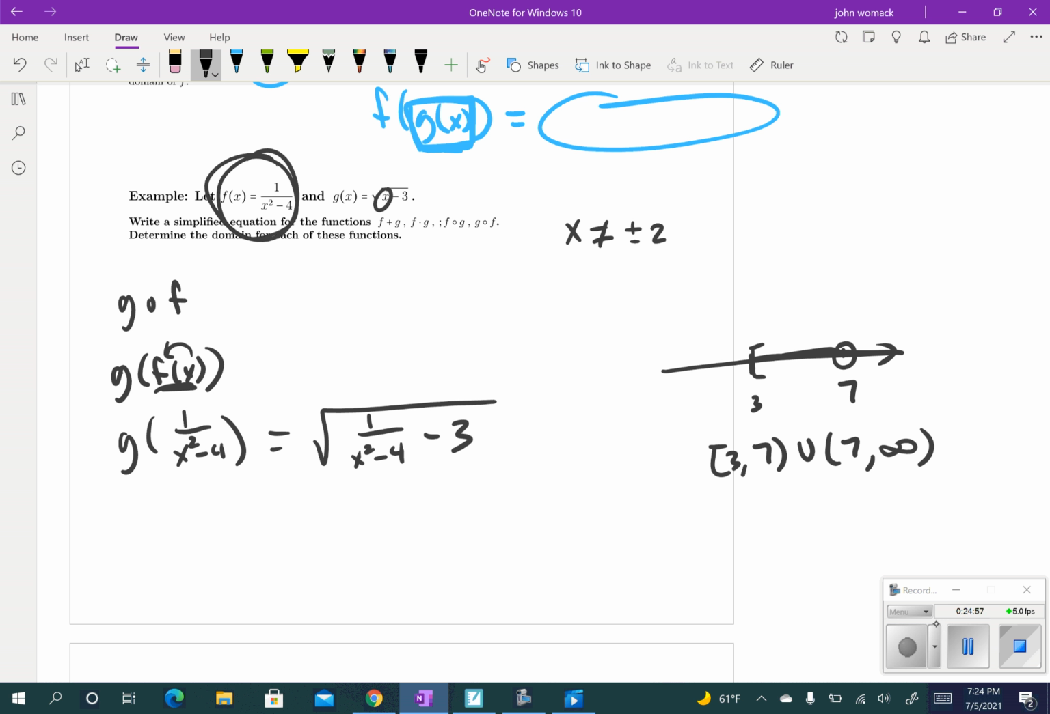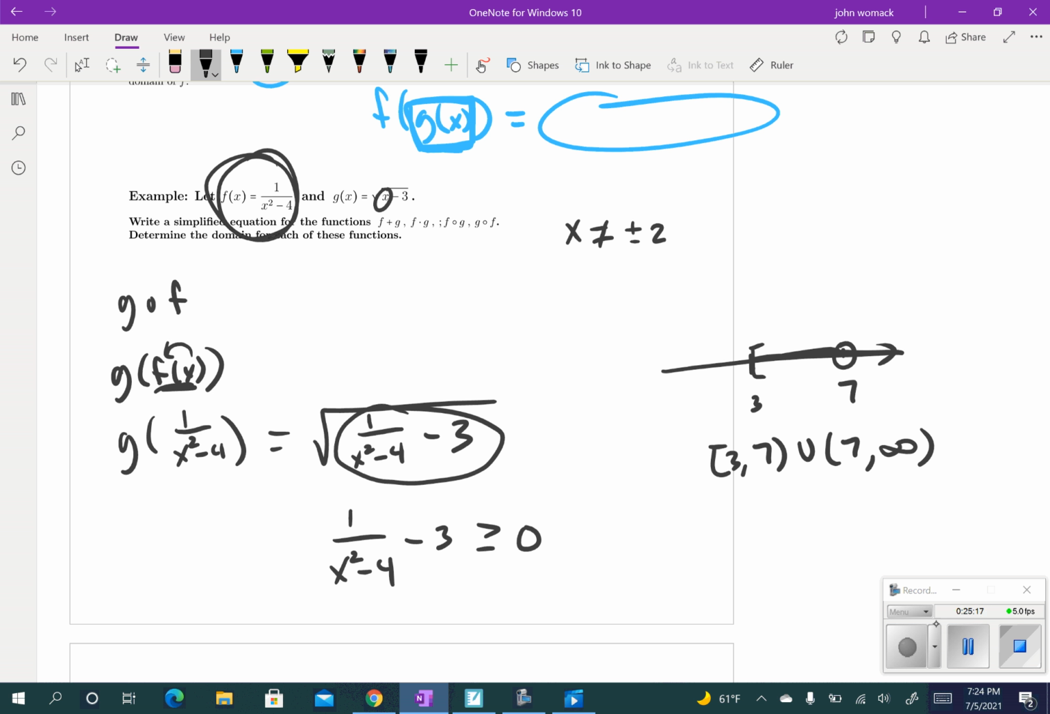The second part is, are there restrictions on my final answer? Well, that's a square root. I've got to make sure that the inside has to be greater than or equal to 0. So I go 1 over x squared minus 4, minus 3, greater than or equal to 0. And this is going to end up being a big pain. There's nothing like this on your assignment, so hopefully don't let that stress you.